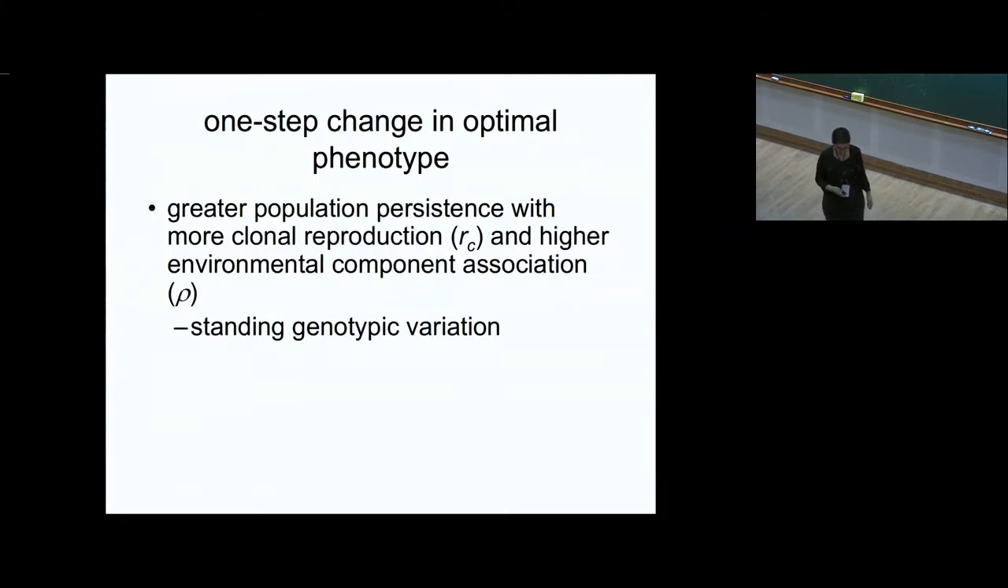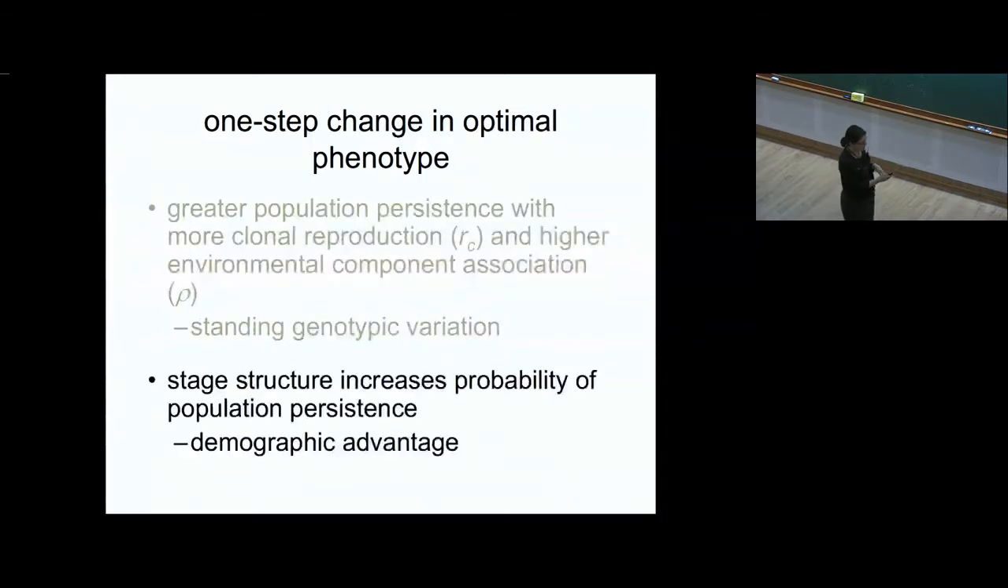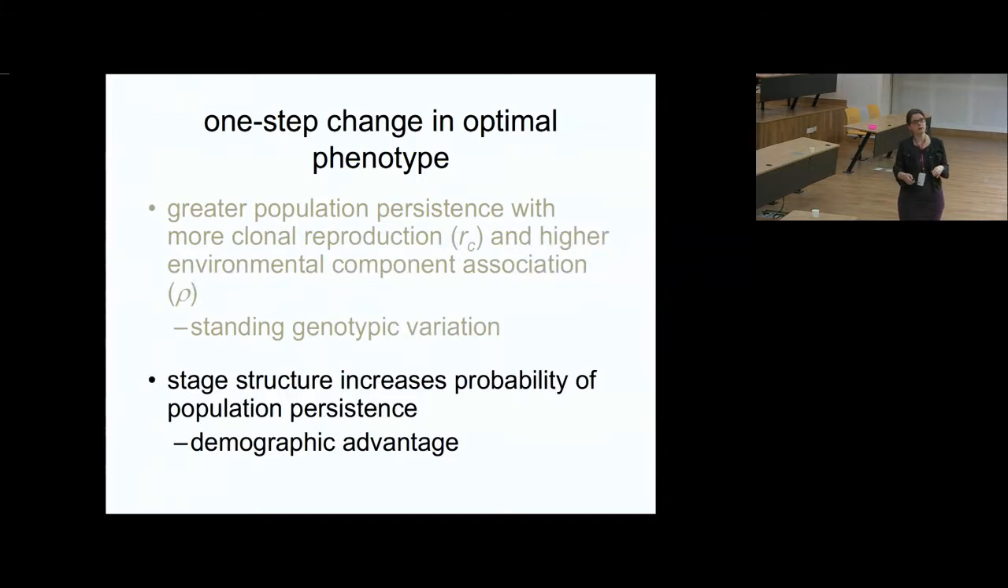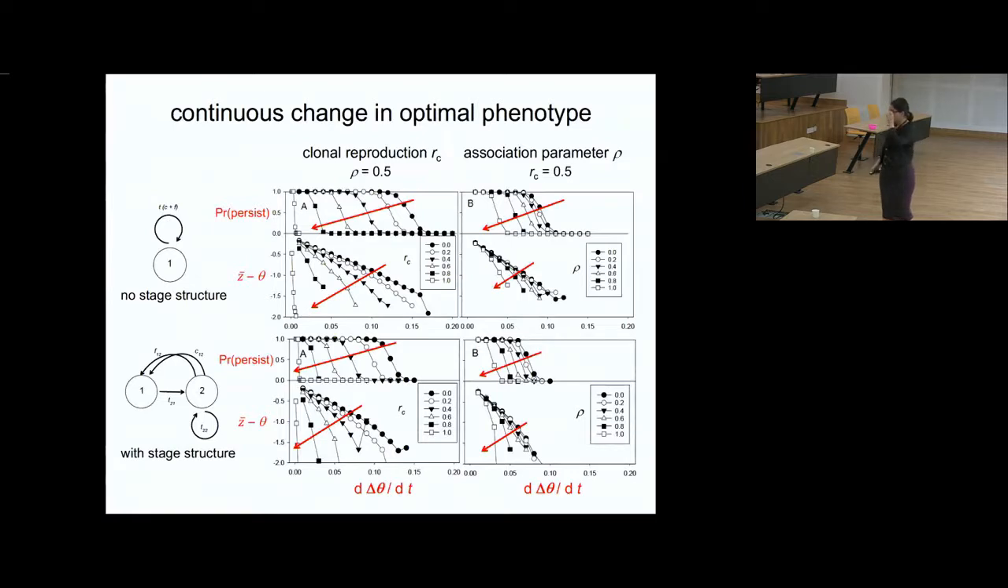But we see something completely different when we have continuous change. Oh, and sorry, I should have said this. Stage structure also increases the probability of population persistence, and it's that demographic advantage of the adult surviving, basically. We saw that in the analytical case as well. So, even more complicated, but that's okay.